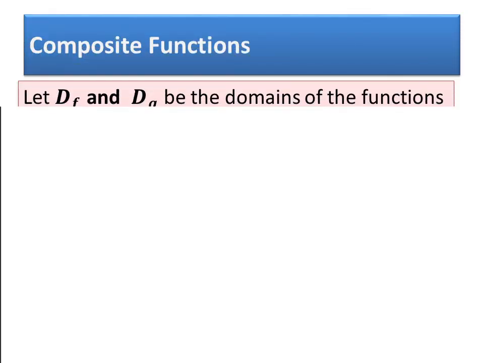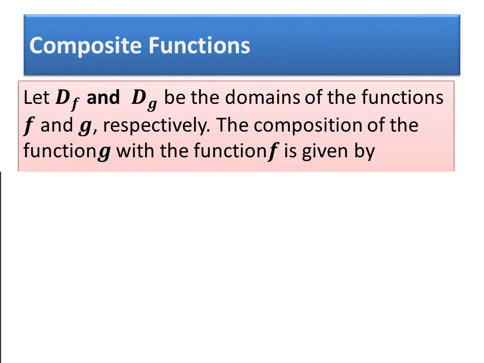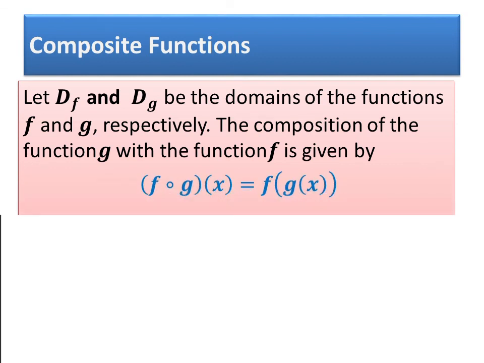After we finish the discussion of forming new functions from two functions f and g by adding, subtracting, multiplying, and dividing these two functions, we will move on to composite functions. Suppose we have a function f whose domain is df and a function g whose domain is dg. The composition of the function g with the function f is given by f circle g of x. This is equal to f of g of x.